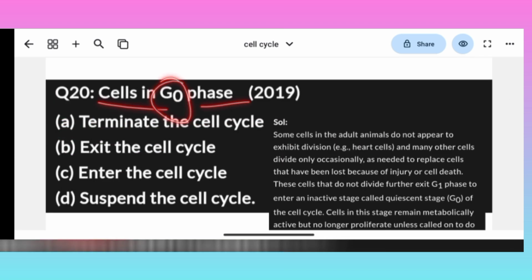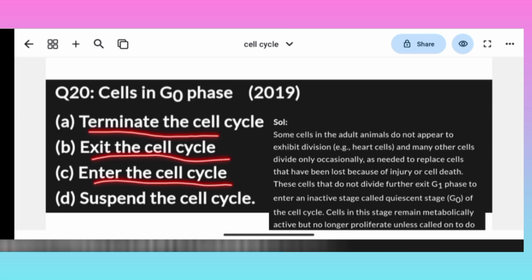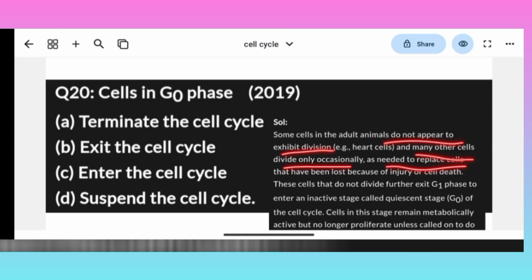Cells in G0 phase terminate the cell cycle, exit the cell cycle, enter the cell cycle, suspend the cell. Some cells in the adult animals do not appear to exhibit division, and many other cells divide only occasionally, as needed to replace cells that have been lost because of injury or cell death. These cells that do not divide further exit G1 phase to enter an inactive stage called quiescent stage. Option B, exit the cell cycle, is correct.